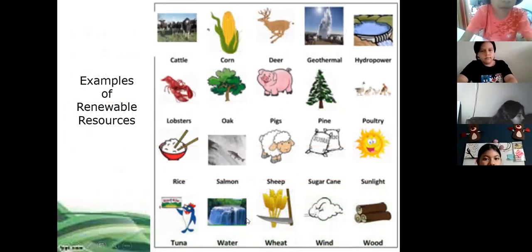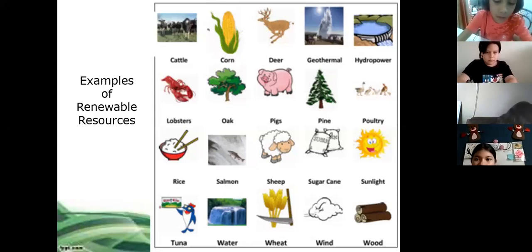Okay, don't forget to study that and also the examples of renewable resources. We have some examples. Take a look at this. Can you mention some examples of renewable resources?